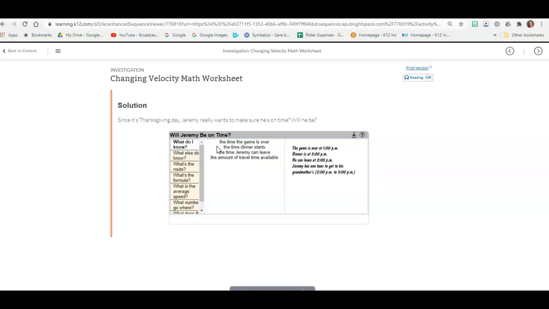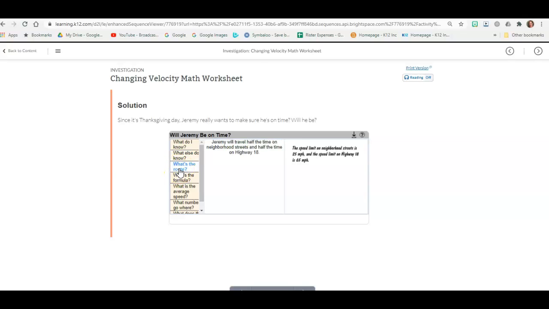We know that dinner is at 3. We know that Jeremy can leave at 2, and that the amount of travel time available is 1 hour, to get to his grandmother's from 2 to 3. So the distance we know: he has to go 25 miles west. So that's important to know.